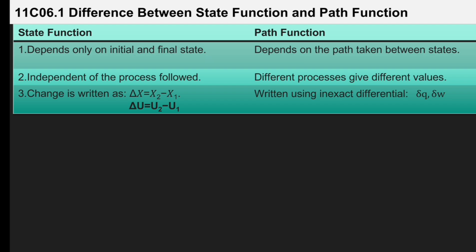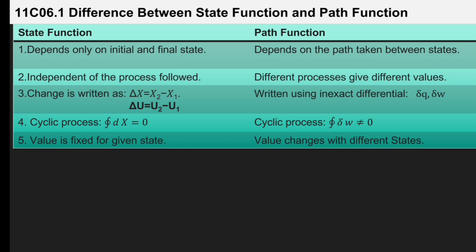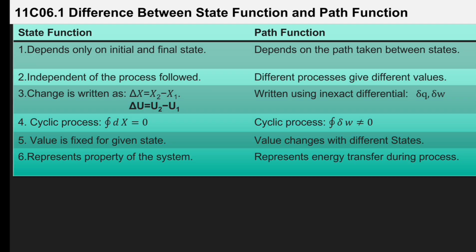While in path function, change in any variable is written using inexact differential. For example, change in heat and work is written as del Q and del W. Fourth, for state function, cyclic integral is 0, while for path function, cyclic integral is non-zero. Fifth, for state function, value is fixed for a given state, while for path function, value changes with states. Sixth, state function represents a property of the system, while path function represents energy transfer during the process.